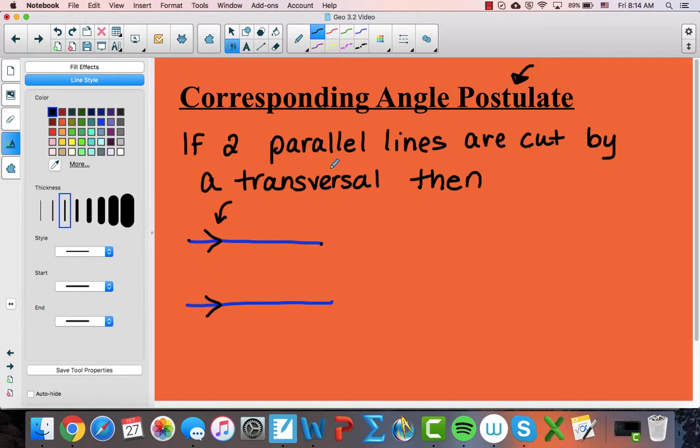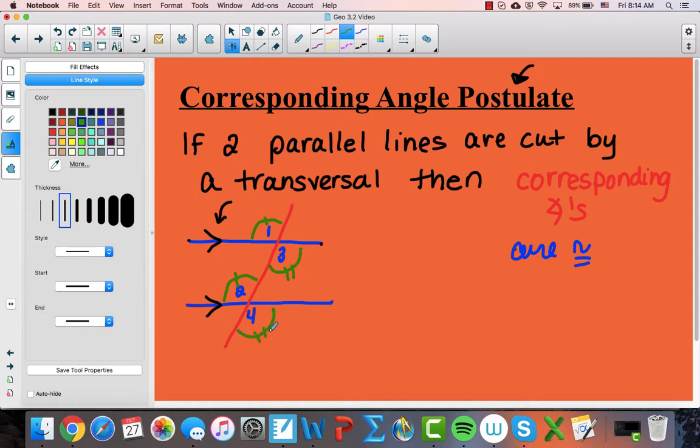So if two parallel lines are cut by a transversal, so I'm going to actually draw in a red transversal, then corresponding angles, so here's the corresponding angle, so 1 and 2 or 3 and 4. Corresponding angles are congruent. Okay, so that means that 1 would be equal to 2 and 3 would be equal to 4. Now, you might also say that all 3 of those are equal, or all 4 of those are equal, and that is true, but we want to make sure that we understand that corresponding angles are congruent.